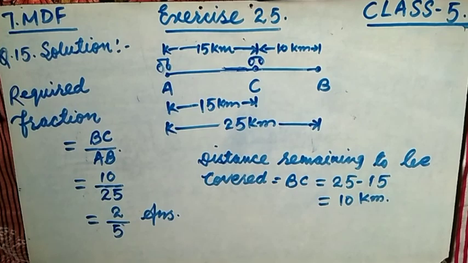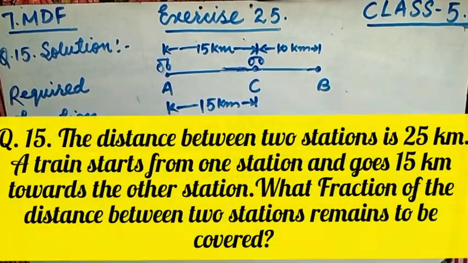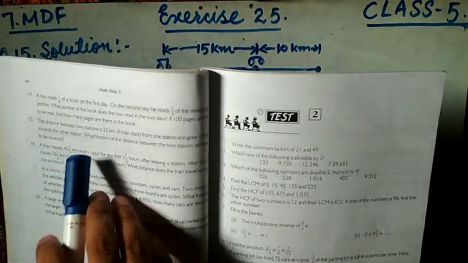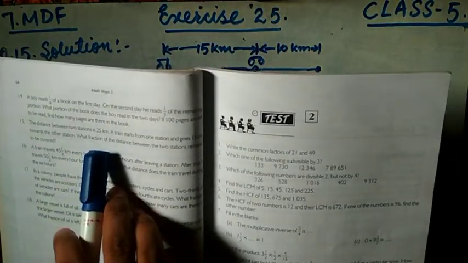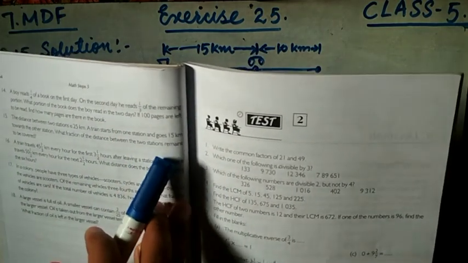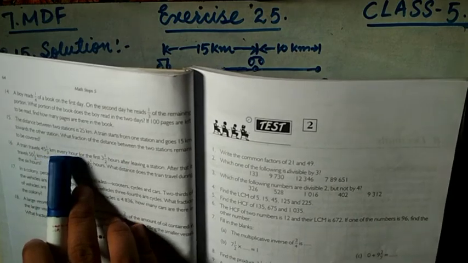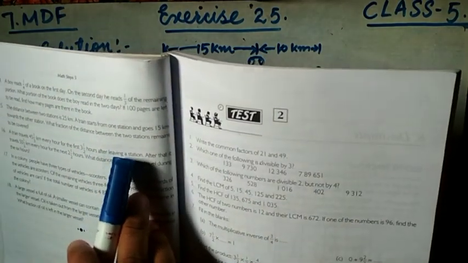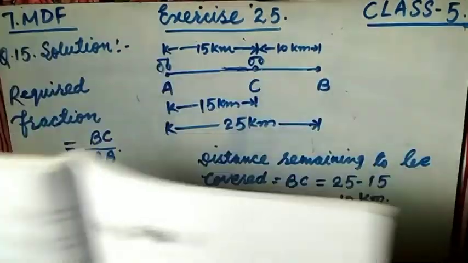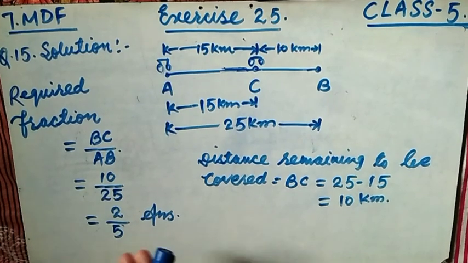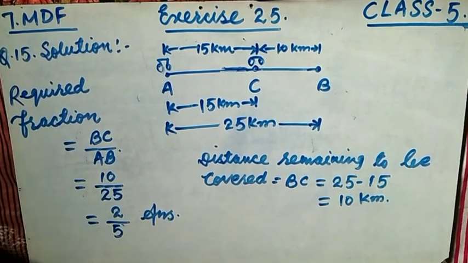So as you can see friends on the screen, question number 15 says the distance between two stations is 25 kilometer. A train starts from one station and goes 15 kilometer towards the other station. What fraction of the distance between the two stations remains to be covered? Now very simple question. First understand. Now let me once again understand the statements one by one.